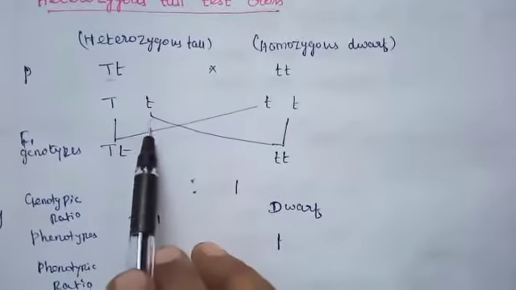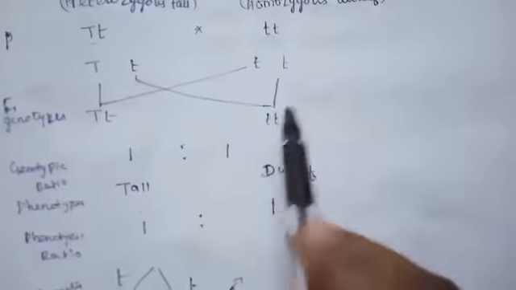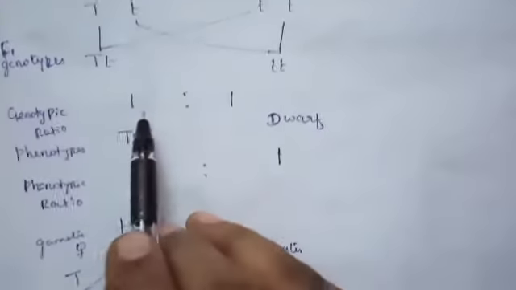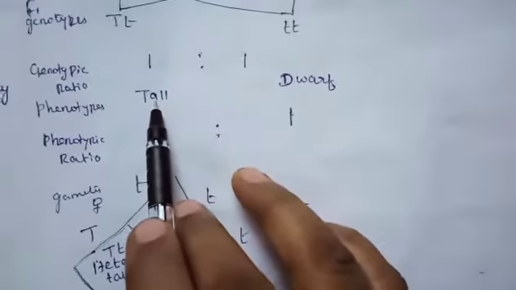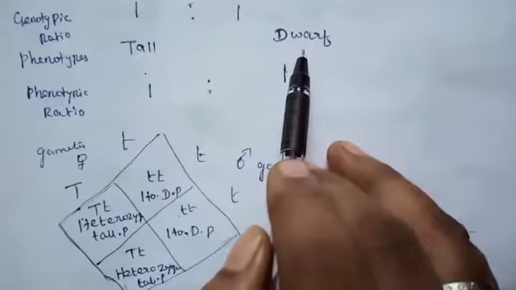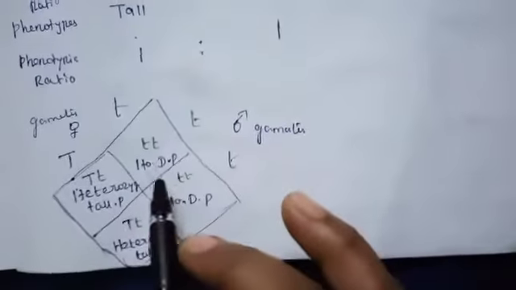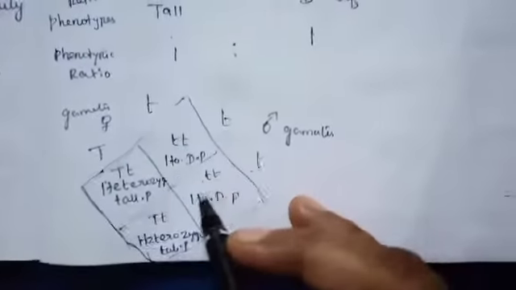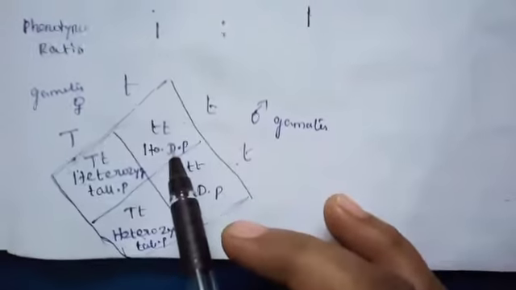Here, gamete separation in the F1 genotype gives capital T small t, capital T small t. So the genotypic ratio is 1:1. The phenotypes are one tall plant and one dwarf plant, so the phenotypic ratio is also 1:1. This is the checkerboard method: capital T small t, capital T small t, small t small t, small t small t. Heterozygous tall, homozygous dwarf, homozygous dwarf. Okay, this is a heterozygous tall test cross.